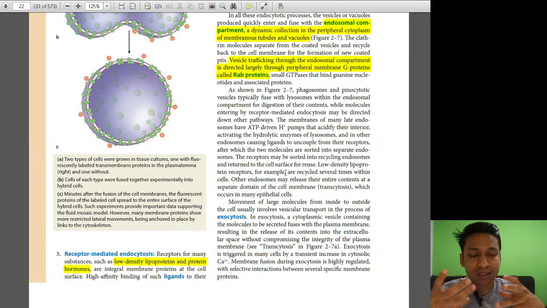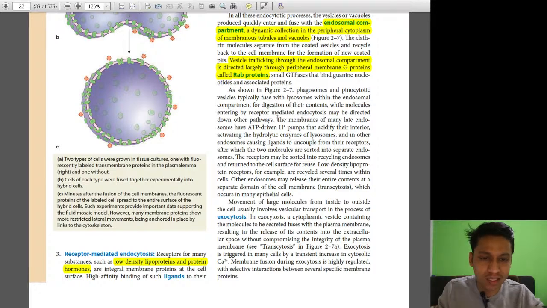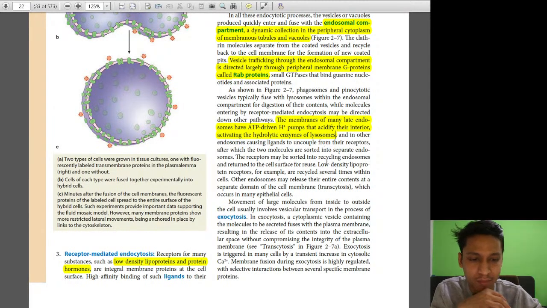This type of process, where a vesicle goes from one end to the other end and exocytoses, is called transcytosis. So I think here the most important part was that the membrane of late endosomes has an ATP driven hydrogen pump that acidifies their interior, activating the hydrolytic enzymes of lysosomes. We will study what hydrolytic enzymes do in lysosomes and how it affects the selectivity. We'll study lysosome as an organelle in the later part.